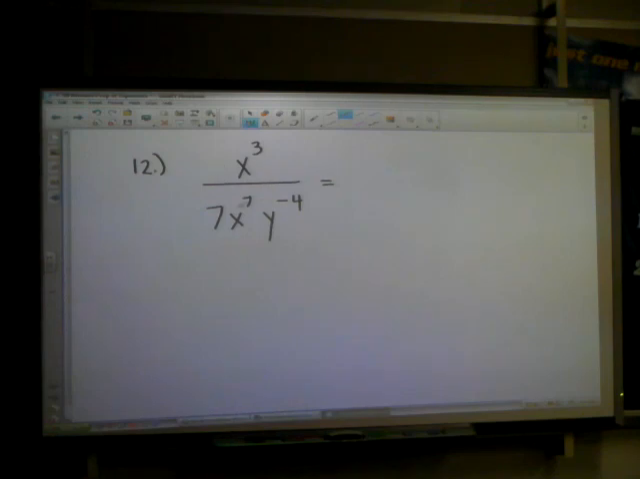Let's check our lineup here. I see x's paired up, but I'm missing some other things. What can I put in to match up with my 7? 1. Okay, because multiplying times 1 doesn't change anything. And y to the 0. Awesome. All right, so we've got 1 over 7. 3 minus 7 is negative 4. And be careful on this last one. What's 0 minus negative 4? Positive 4.